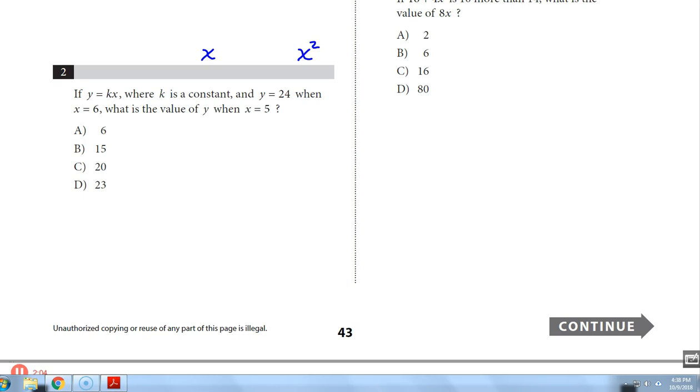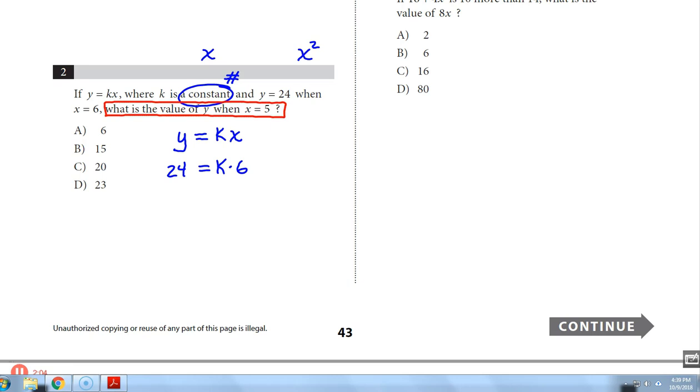If y equals kx, where k is a constant, I like to just rewrite it down. Remember, a constant is just some number that doesn't change. And y is 24 when x is 6, so I'm going to substitute. We still don't know what k is, and this is implied multiplication. Then it says, what is the value of y when x equals 5? So the actual question starts here.